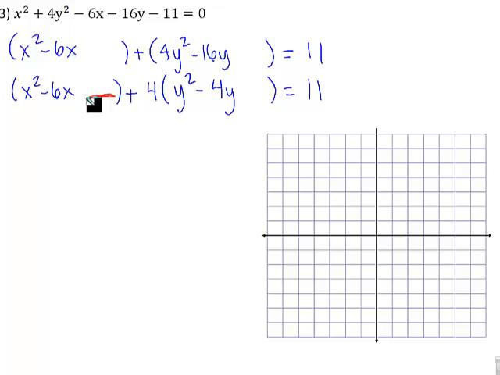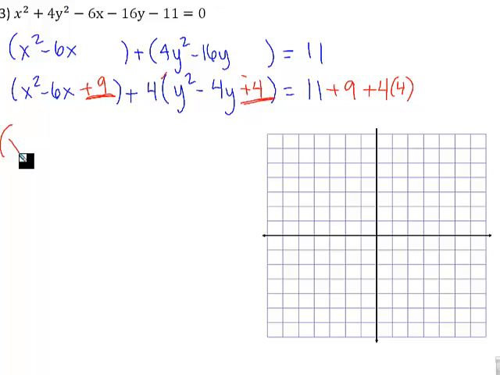So now we'll complete the square for both of these. So when I complete the square for my x squared minus 6x, what do we add here? 9. So what should I add to the other side? 9. Y squared minus 4y, what should we add? 4. Now on the other side, I should add 4, but also do what with it? Yeah, also multiply it by 4, so it's like adding 16.